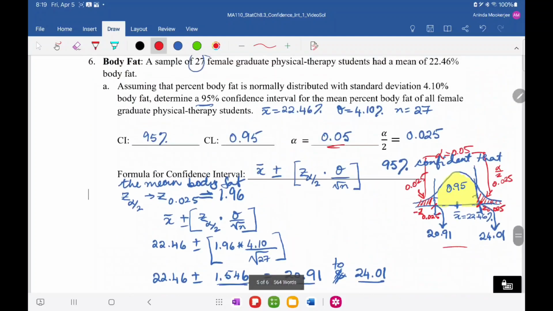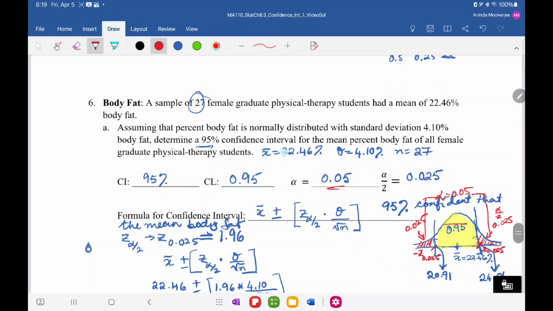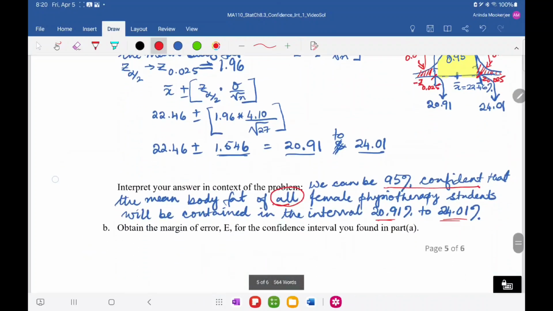So you can pretty much use the same wording as in this question. It says mean percent body fat of all female graduate physical therapy students, and that's what I used in my interpretation here as well.